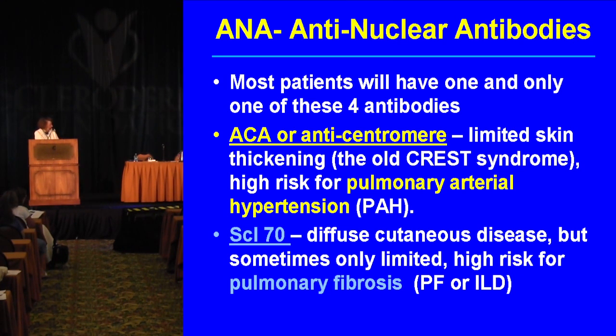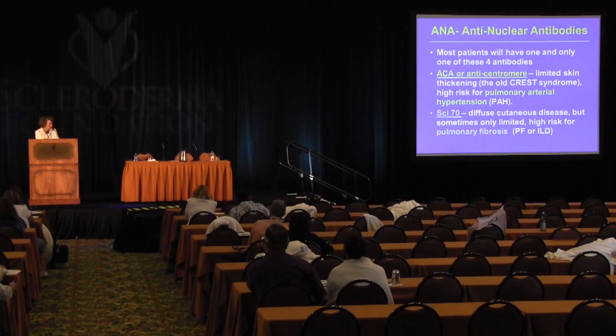The other one, the SCL70, is the one that looks like classic diffuse scleroderma, with all the potential manifestations. But we also know that it has some of the worst pulmonary fibrosis. And so when someone in my clinic is diagnosed with scleroderma and I get this antibody, we know that pulmonary fibrosis occurs early. So the first time I see them, I make sure that they have their pulmonary function tests, and then follow them sometimes even every 3 or 4 months to see whether they're developing severe fibrosis.